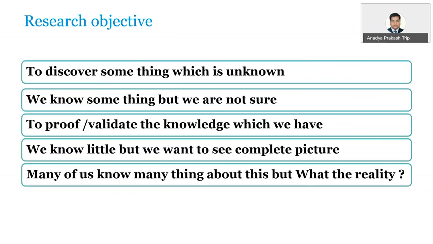And there is a very typical and very abstract kind of problem. Like I have my own story about something. You have your own story about the same thing, and Mr. X may have a different story about the same thing. So many of us know many things about that thing, but actually what is the reality? We all may be correct from our own angle, and there may be a possibility we all may be wrong. So with multiple versions of the story, multiple ways, we want to know the actual reality. So this way also we can frame the objective.